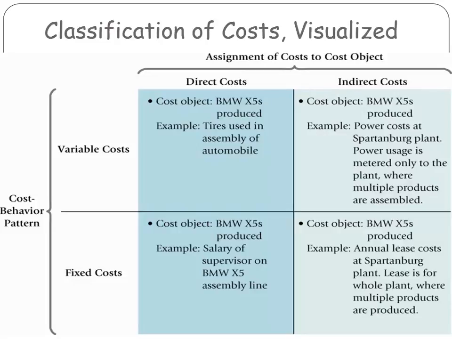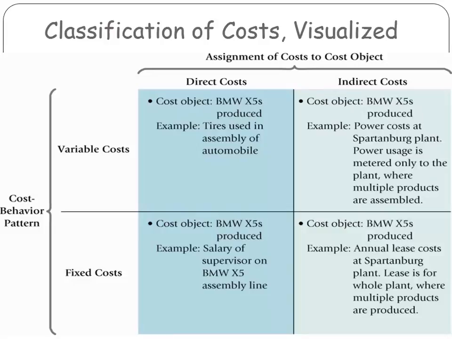Remember, direct or indirect is really based upon the fact: is it affecting both products or just one of the products? If it's indirect, it has to be allocated across the products. So, cost of tires for the Geo Prizm, direct or indirect? Variable or fixed? Variable. So it's direct variable. Salary of the PR manager for the entire plant, direct or indirect? Indirect. Has to be allocated for both products.